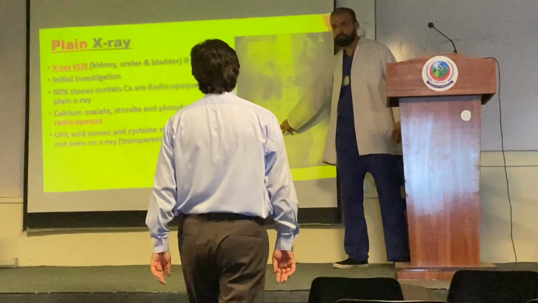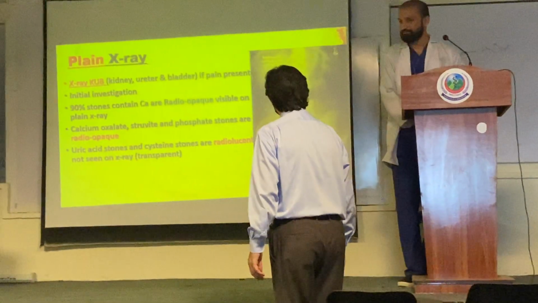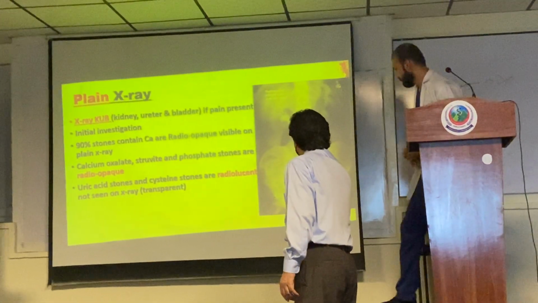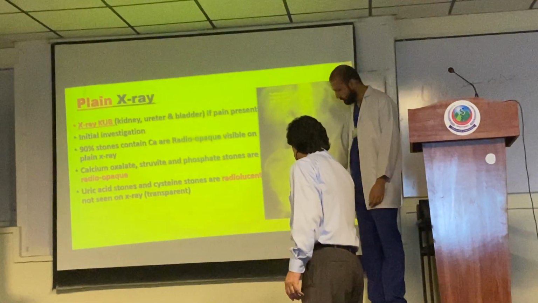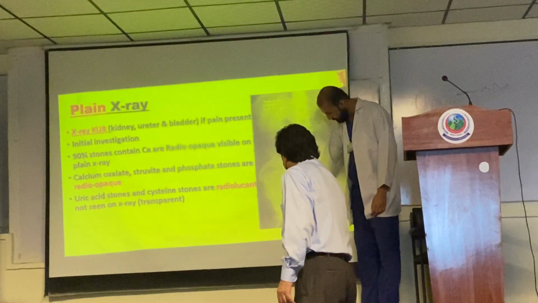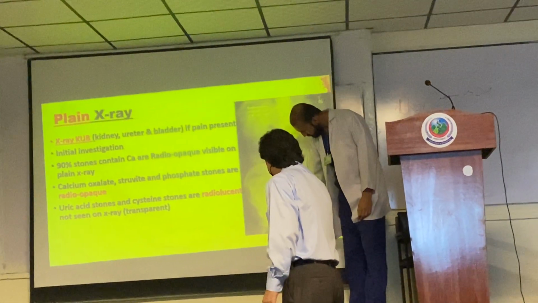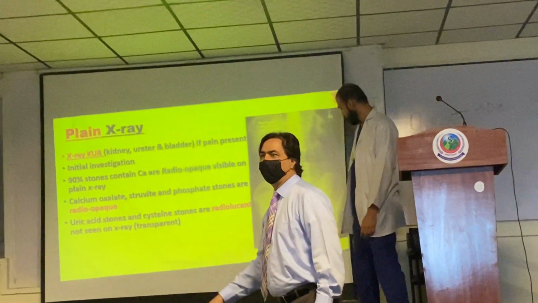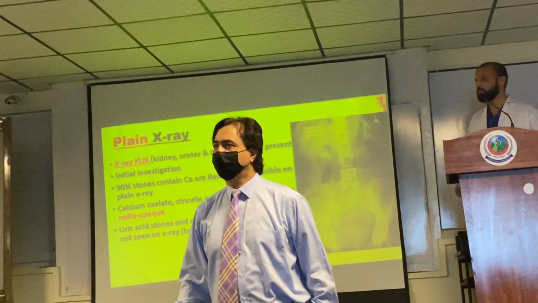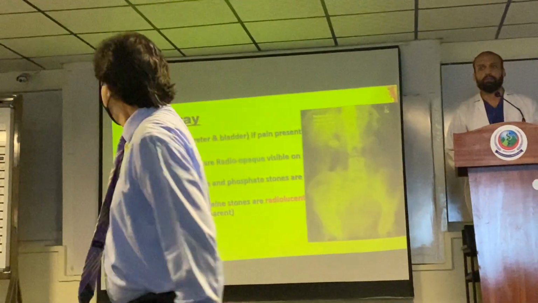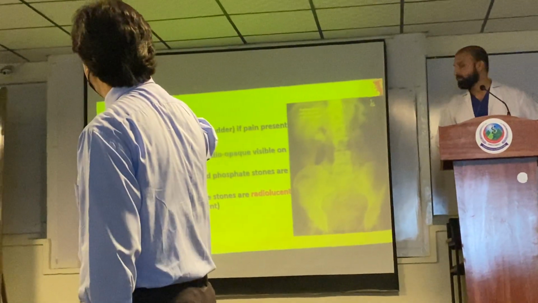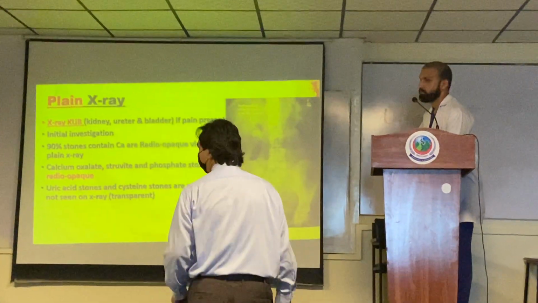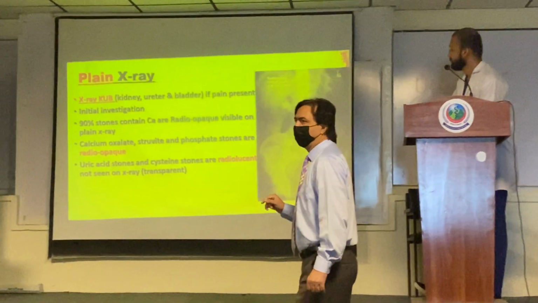There. This area is the area of the urinary bladder. So this is not visible. If there is a stone there, it will be visible. Now you see, do you think the pubic symphysis is visible here in this X-ray? So technically speaking, this is not an abdominal film.